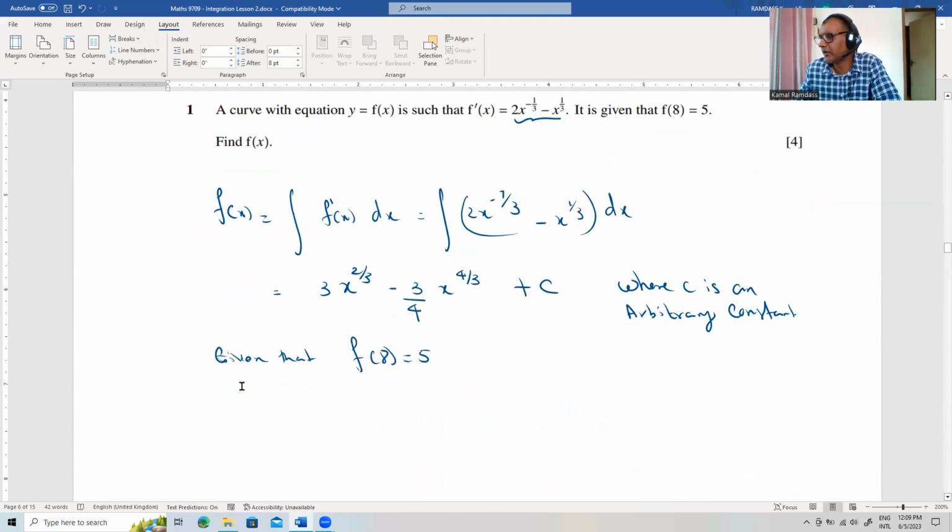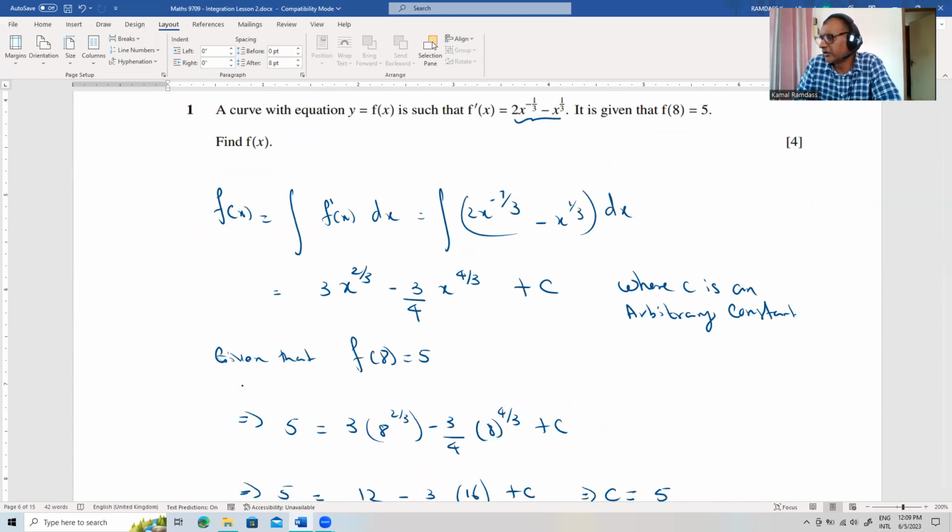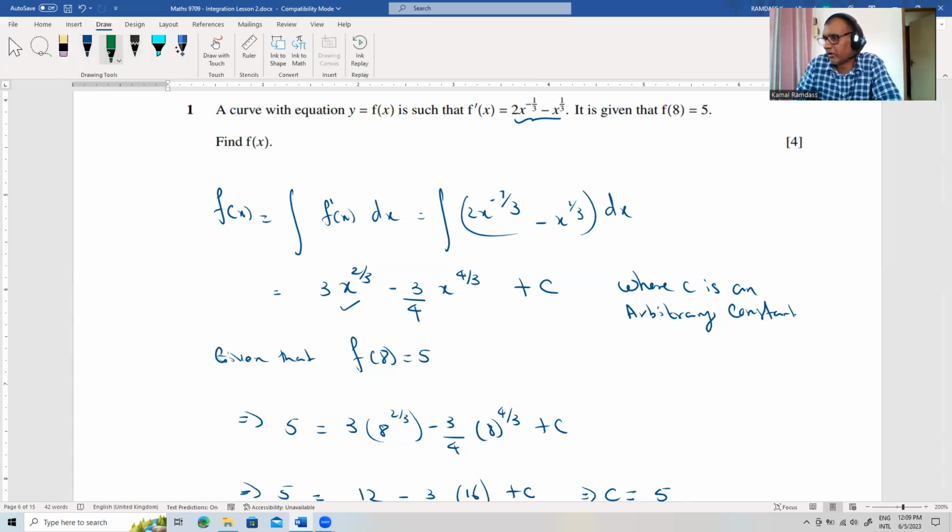Et là, je gagne. Bon, je increase by 1, je vais 2/3. Et là, je divide by 2/3, je vais multiply by 3 over 2. Je gagne 3x to the power of 2/3 minus, bon, je augmente ça, je vais 4/3. Je divide by 4 over 3, multiply by 3 over 4, minus 3 over 4, x to the power 4/3 plus c, where c is an arbitrary constant.